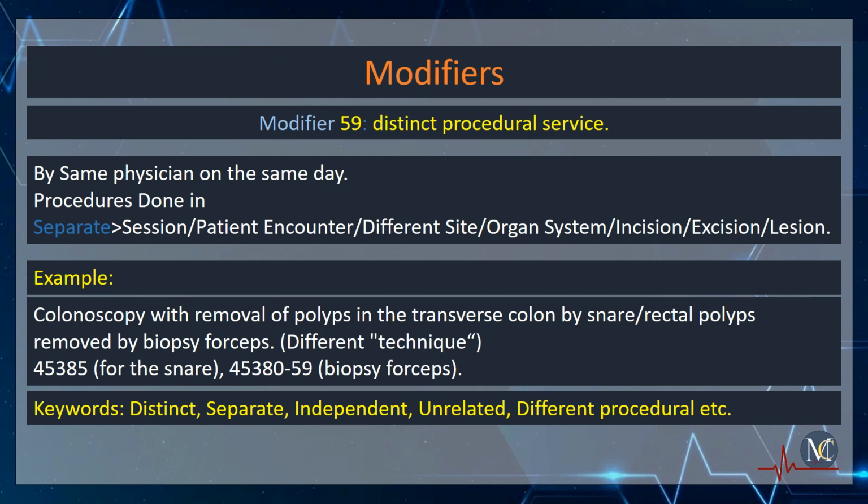Let's take an example. Colonoscopy with the removal of polyp in the transverse colon is by snare method, and the rectal polyps were removed by biopsy forceps. Here, different techniques are used to remove polyps. We may code each technique done in different areas of the colon. So in this case, we will add modifier 59 to the second code. Keywords commonly associated with CPT modifier 59 include distinct, separate, independent, unrelated, different procedure.